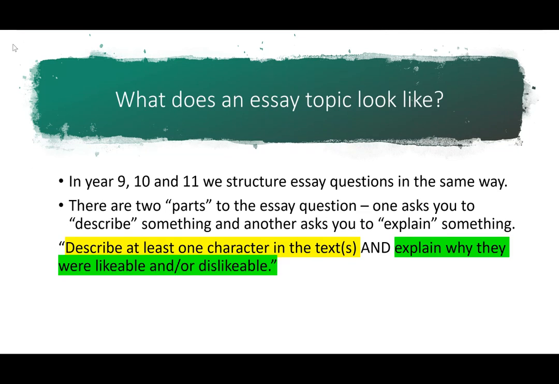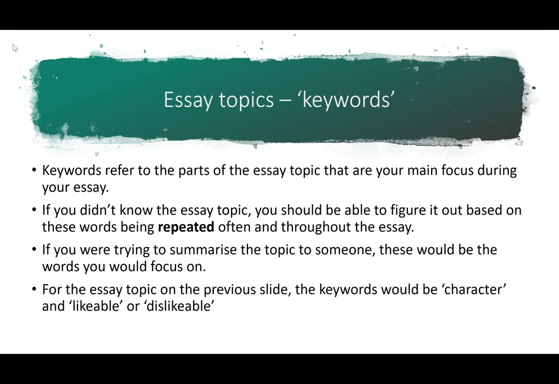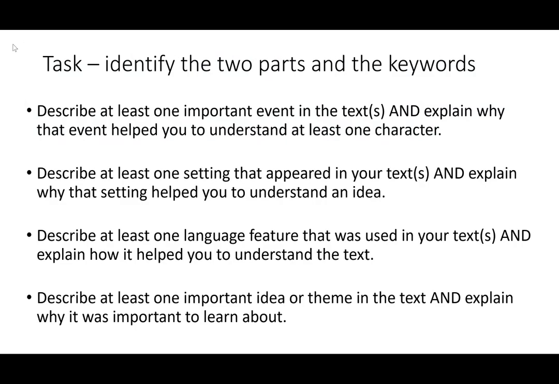All right, so the keywords in that question were character and likable and dislikable. Okay, and the yellow is the first part and the green is the second part. So you should probably follow that to keep it easy. So what you're going to do is pause the video, copy them down, or have them in front of you and highlight one colour for the first part of the question, one colour for the second, and underline those keywords. That's the main task for today's lesson.